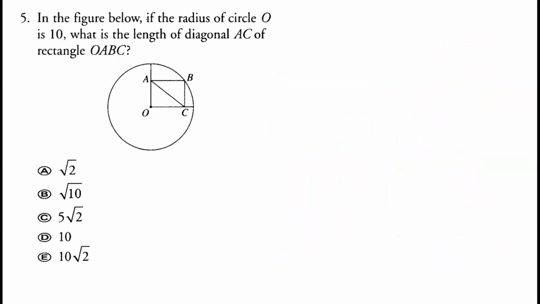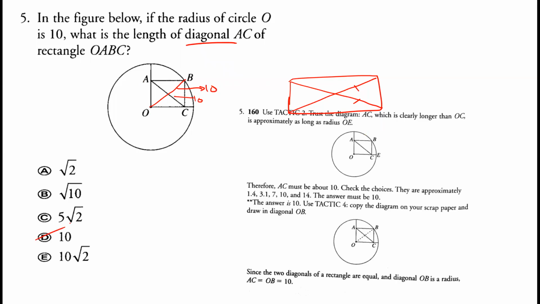Question 5, in the figure below, if the radius of circle O is 10, so from O to B, this distance is 10. What is the length of the diagonal AC of rectangle OABC? Whenever we have a rectangle, both diagonals have the same length. So if OB equals 10, then AC will also be equal to 10. So the correct option is D. So it's not 160, it's 10. And the option is D.